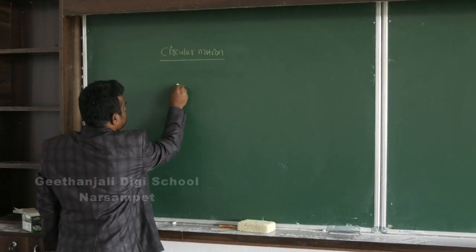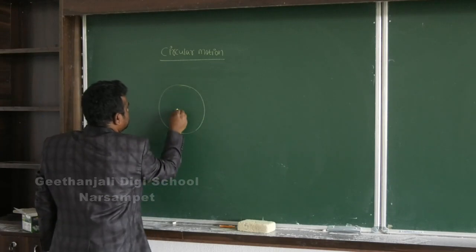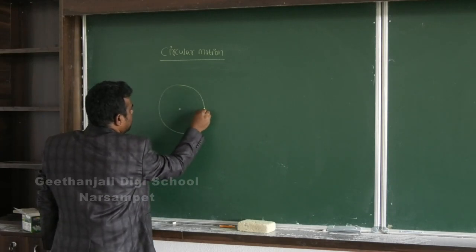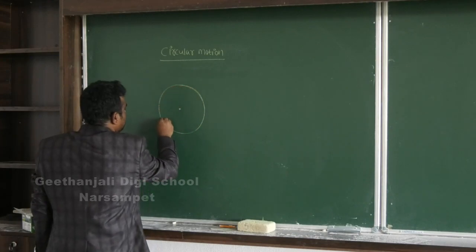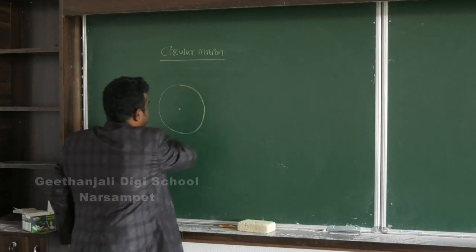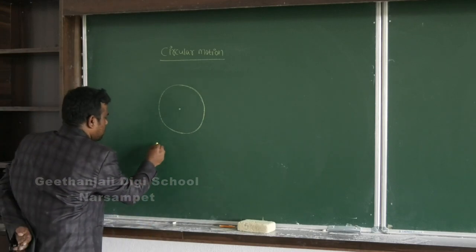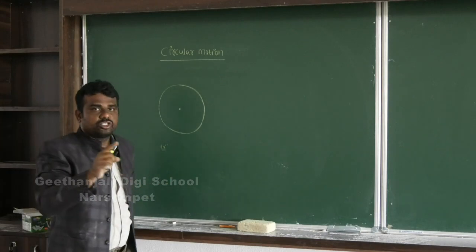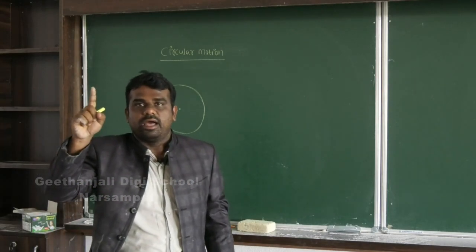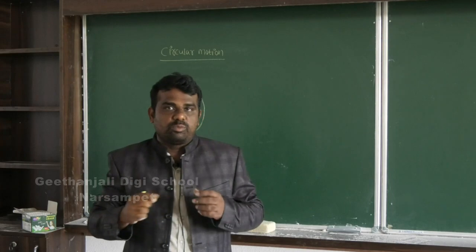So this is the circle, the center of the circle. If the particle moves along the circular path, the motion of the particle is called circular motion. Let us observe some examples of the circular motion. The motion of the satellite around the earth is an example of circular motion.